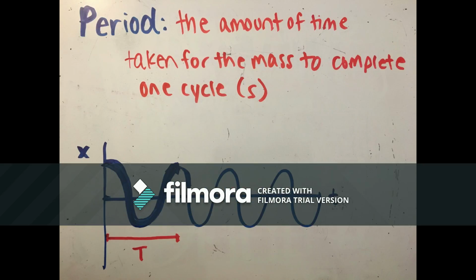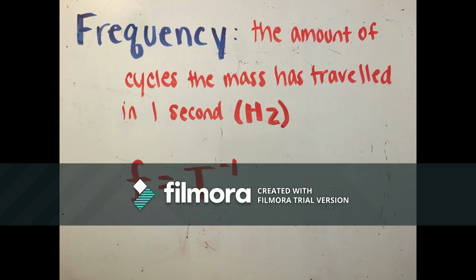Next, we have the period. The period is the amount of time taken for the mass to complete one cycle. As shown below, the period is given by the capital letter T. Next, we have the frequency. The frequency is the amount of cycles the mass has traveled in 1 second. This is measured in hertz. As you can tell by the equation, frequency equals the inverse of the period.